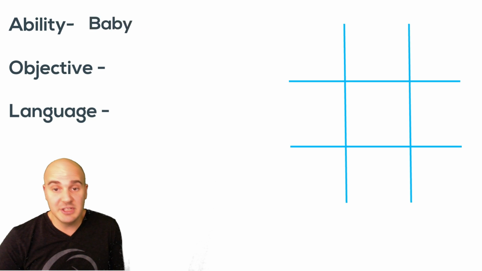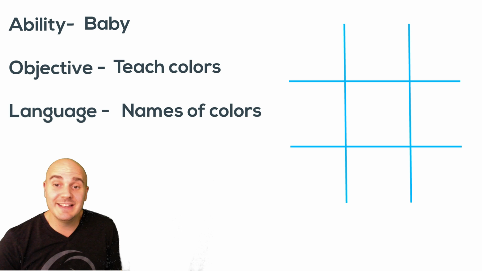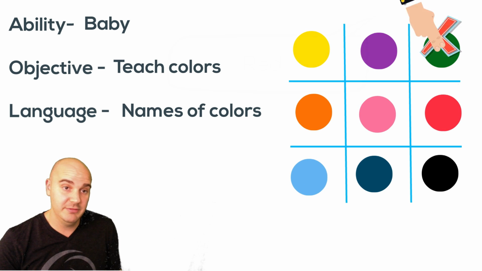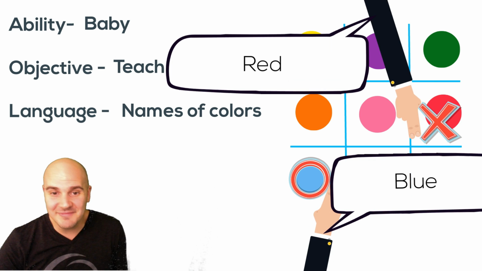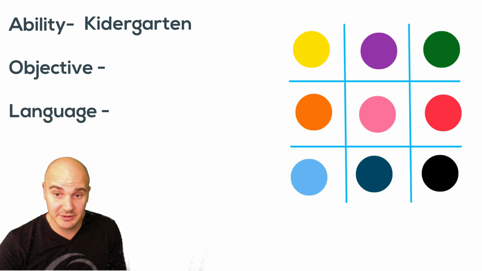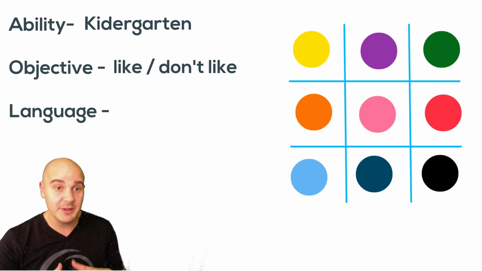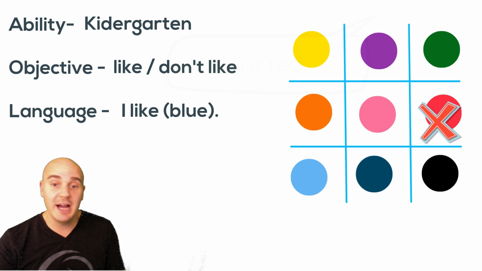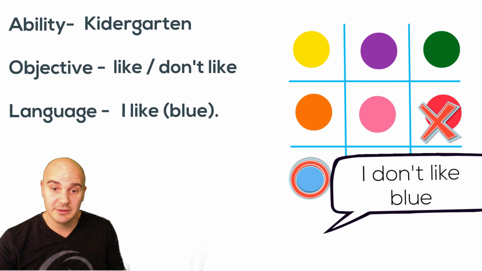Now, take the game Tic Tac Toe. You can use it to teach colors to kids by putting different colors in each square and then having the kids say the name of the color before putting their mark on the square. Red, blue. Okay, now let's imagine the kids are a little bit older, say 5 or 6. We can use the same game, but expand the target language. Now let's throw in I like or I don't like before the color. So, I like red. I don't like blue.